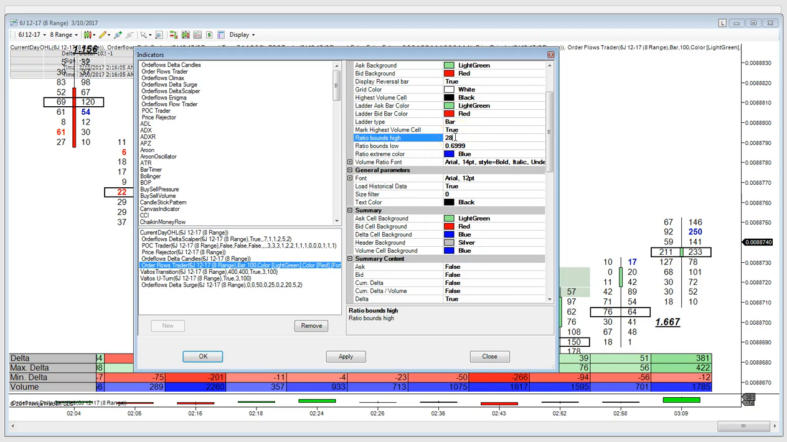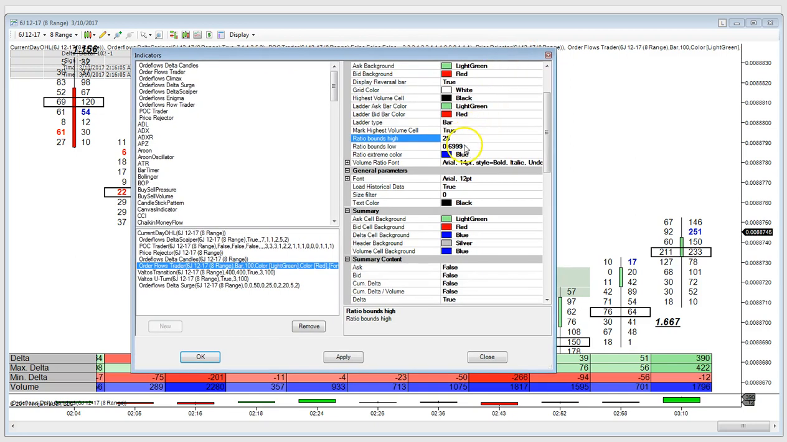And the numbers are 28 and 0.699. If it's above 28 for ratio bounds high, it'll be blue. If it's below 0.699, anything between 0.699 and 0, it will be blue. If it's 0.7, it'll be black. If it comes in at 27.9, it'll be black. Again, are these lines in the sand? No, they're not. They're ratios, and you take them in context with the markets you're trading. These are the numbers that I use for all markets.